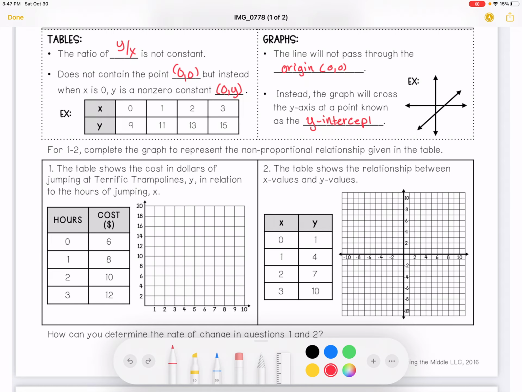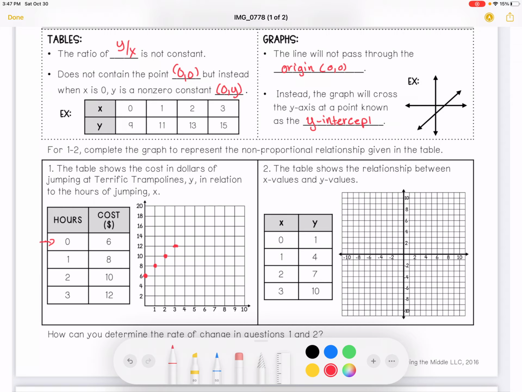So 1, the table shows the cost in dollars of jumping at Terrific Trampolines, Y, in relation to the hours of jumping, X. So if I jump for 0 hours, it costs me $6. When X is 1, Y is 8. When X is 2, Y is 10. When X is 3, Y is 12. We still have a straight line going on there, don't we?